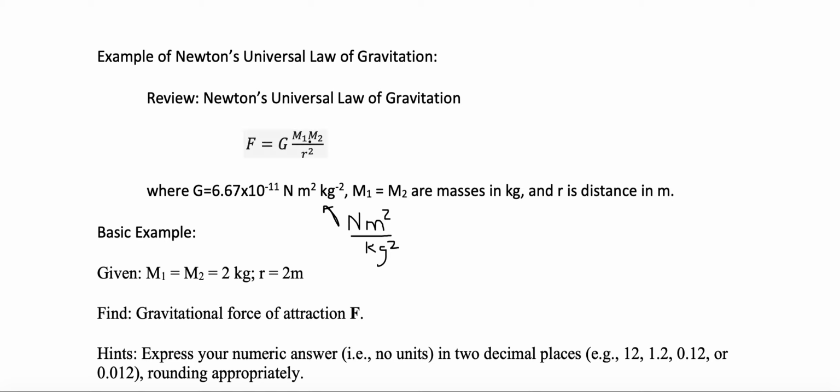M1 and M2 are the masses in the equation, and units are given in kilograms, and R needs to be in units of meters, and it's the distance between M1 and M2. So basically, you've got some object M1, and you've got another object M2, and these two are separated from the center of one to the center of the other by a distance r.